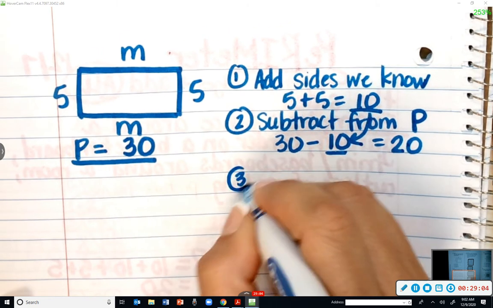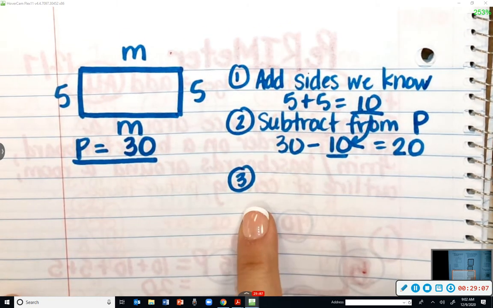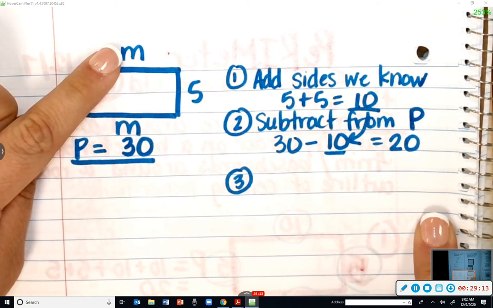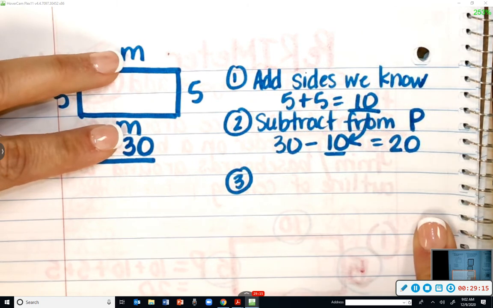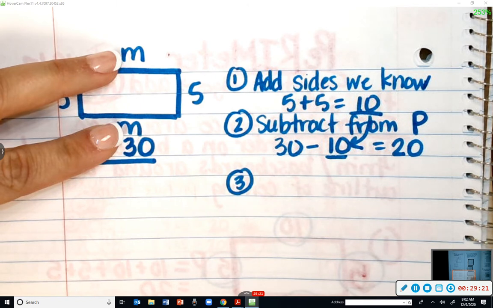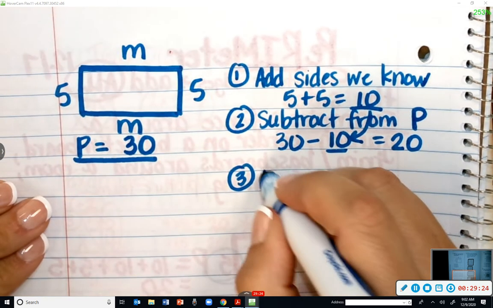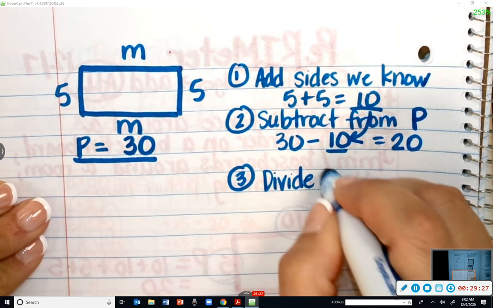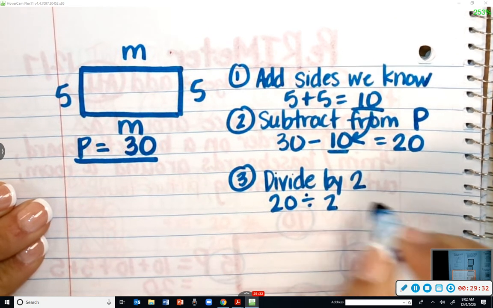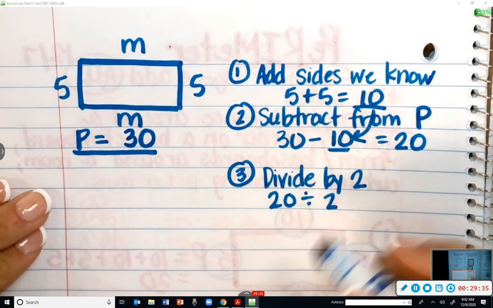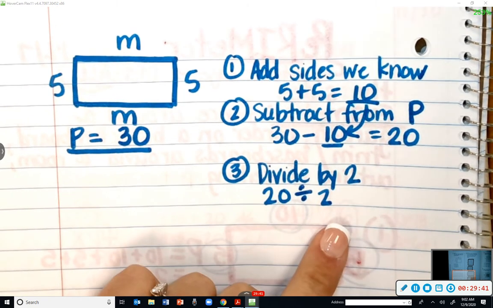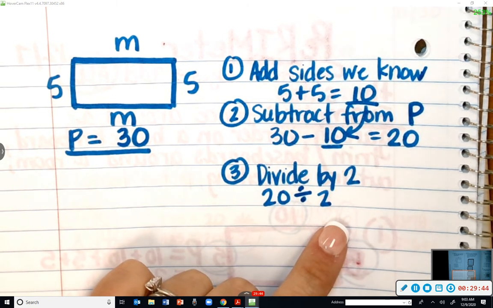Okay, so those are the same 2 things we just did, but now we have one extra step. Because it's not just one side we're finding, it's 2, and I know they're the same. Who remembers what we do next? Aaliyah? Good, we're going to divide by 2, which is the same thing as splitting it in half. Split it in half, or what's half of 20? What would it equal? Kelsey?